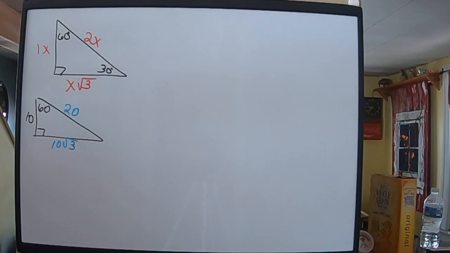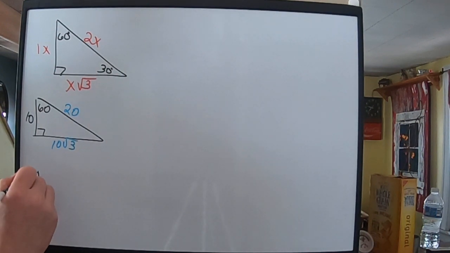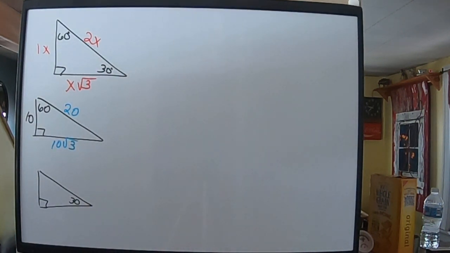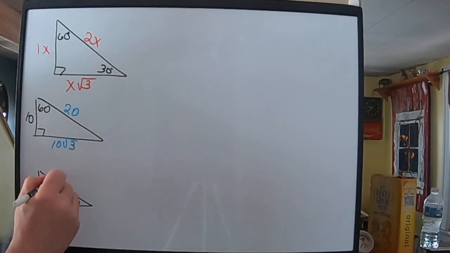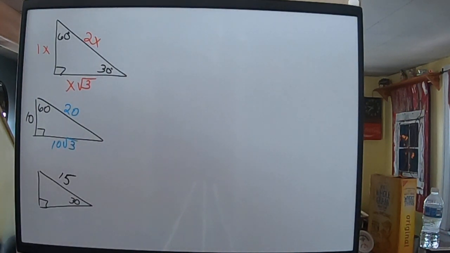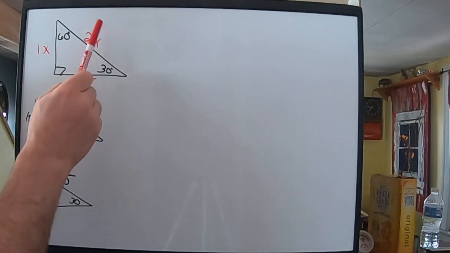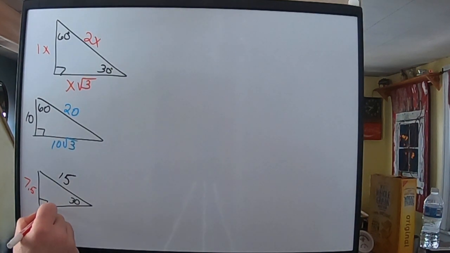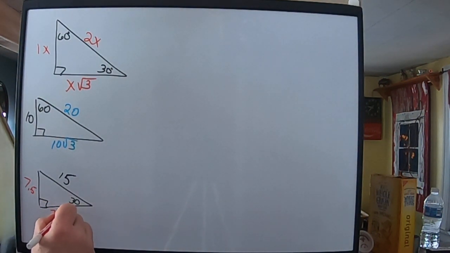The next one I'm going to try here. Here's our 30, 60, right? So the next one, this is going to be 15. Well, if that's 15, that's 2x. What's half of 15? 15 over 2, or 7.5. So you could say 7.5 here, or 15 over 2. 7.5 square root of 3.